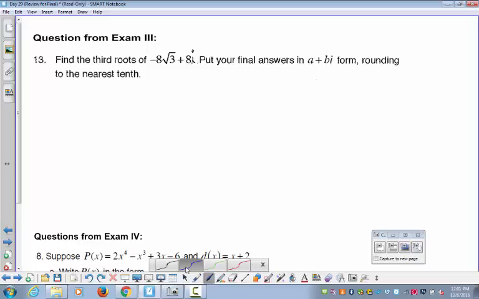Okay, so we're trying to find roots. Generally my suggestion is to write an equation that will have the solutions equal to the roots that we're looking for. So that's the equation. We're trying to find the third roots of that complex number. Next step is to rewrite that complex number in trigonometric form.